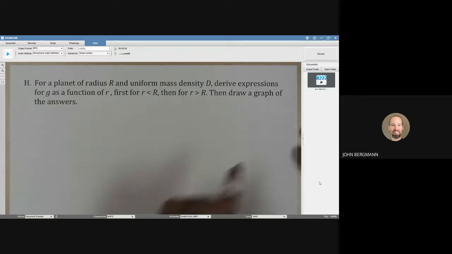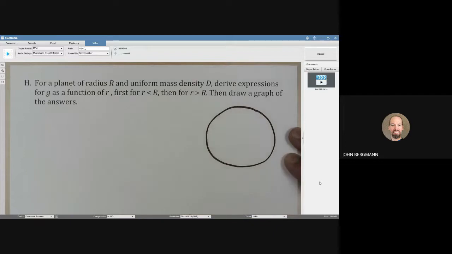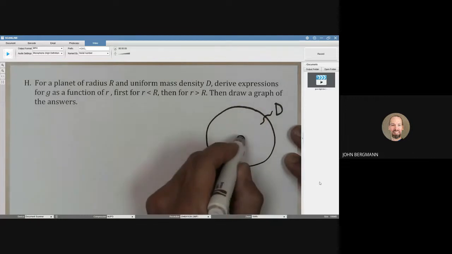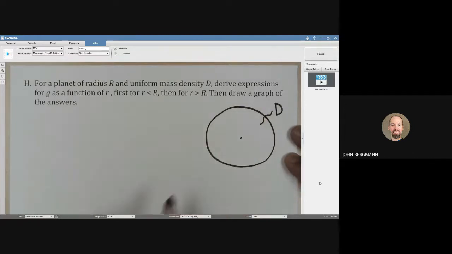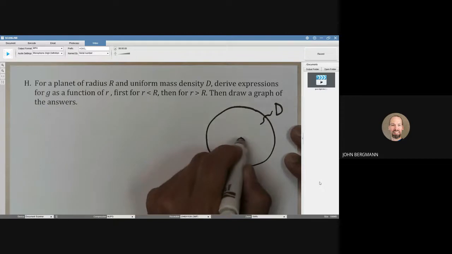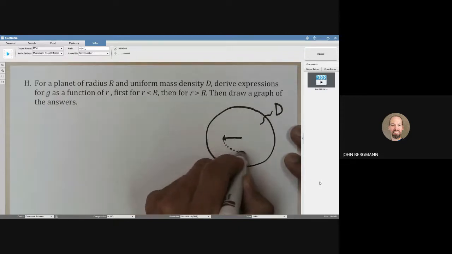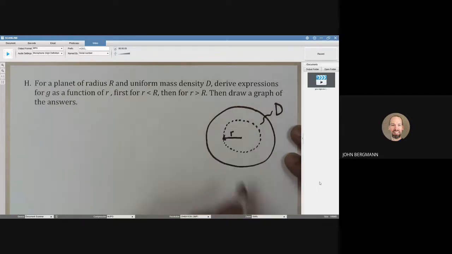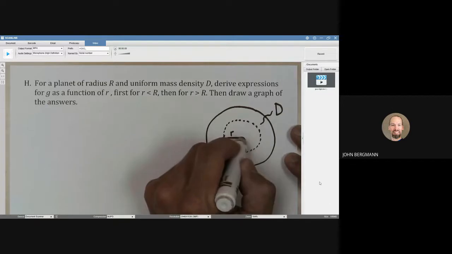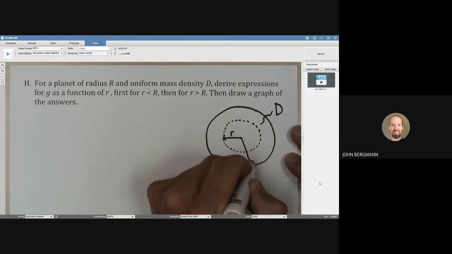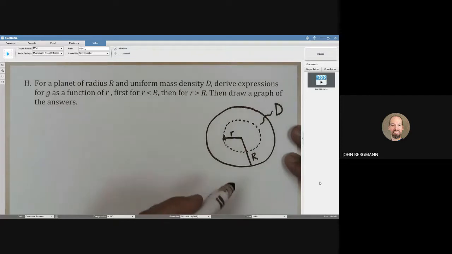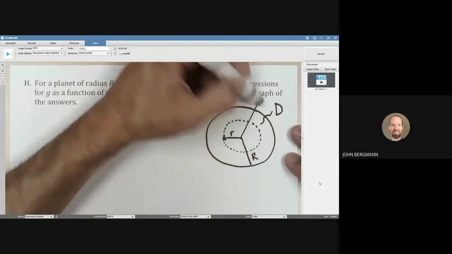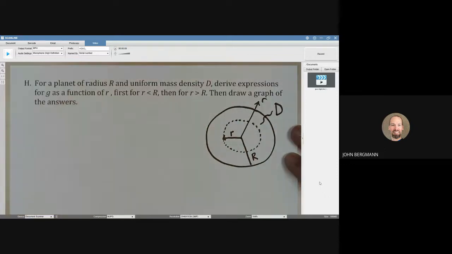What we have here is a planet, and it has a uniform mass density of d, and there's the center. And what we want to know is, if we're only that far out, what's the value of little g? And the overall radius is big R right there. And then what happens if we have r where we're beyond the radius of the planet?